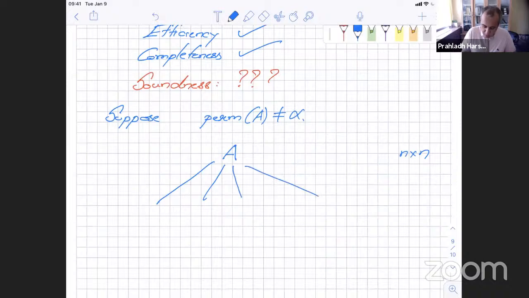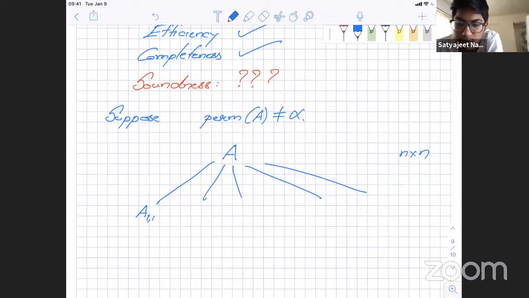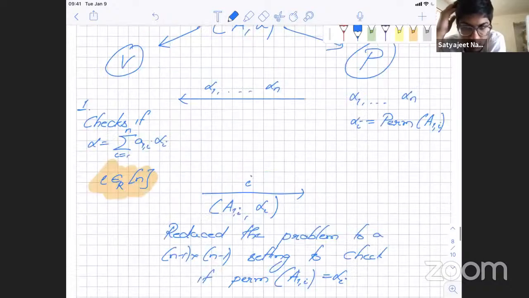So based on the random coins, you went into one of these matrices. Prahladh, what was the soundness definition? Could you just repeat it again? I'm just a bit confused. Let's go to the soundness.